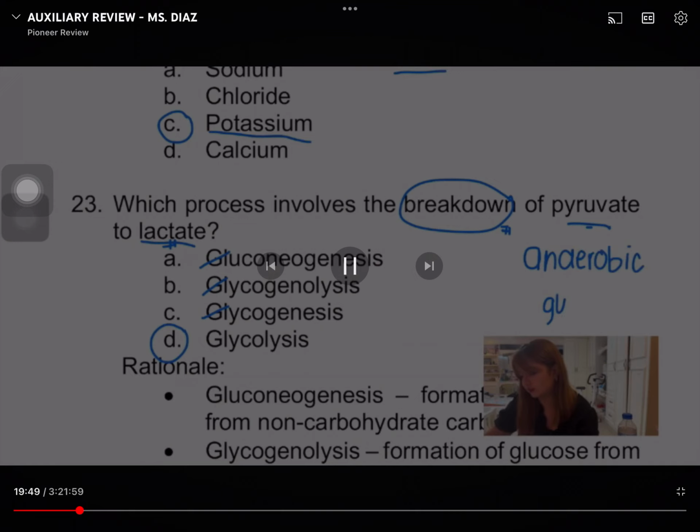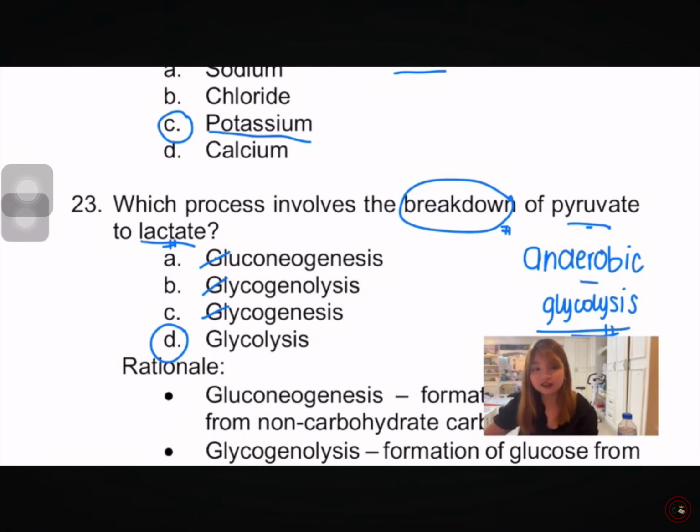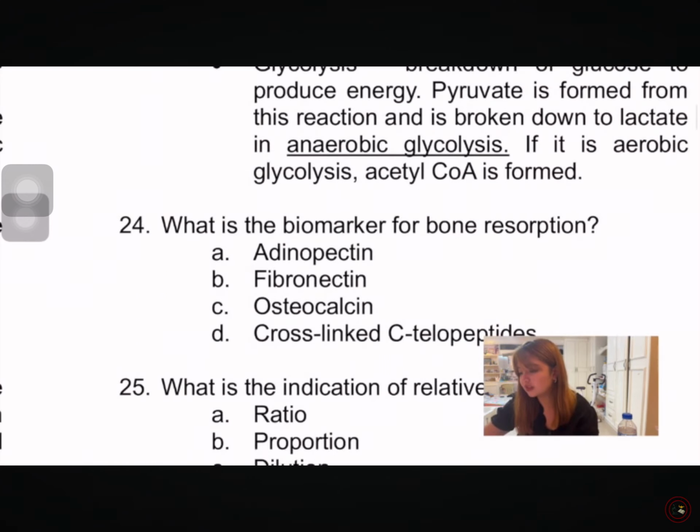In cases that there is the presence of oxygen or aerobic glycolysis, ang nagiging product natin instead of lactate is actually acetyl coenzyme A or acetyl CoA. So next question. What is the biomarker for bone resorption? The answer here is cross-linked C-telopeptides.